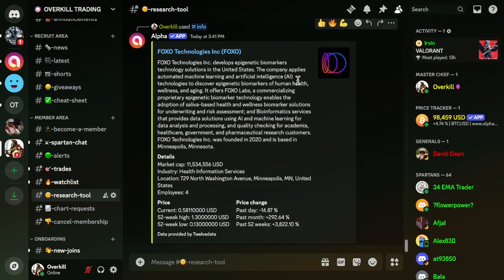So this is one you can like throw a little bit of money on, right? A penny stock, and if it goes, it goes. Looks like they got 4 employees. Super low market cap. It's up 3,800% in the past year. Foxo Labs, a commercializing proprietary epigenetic biomaker technology, enables the adoption of saliva-based health and wellness biomaker solutions for underwriting and risk assessment. So penny stock there, folks.